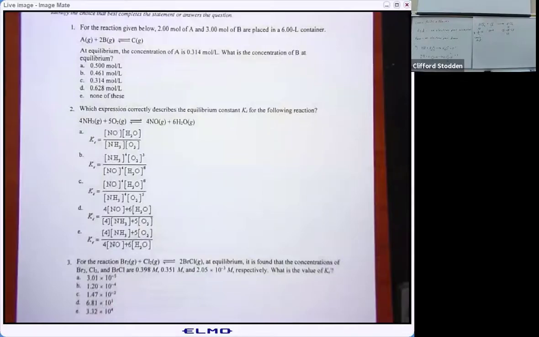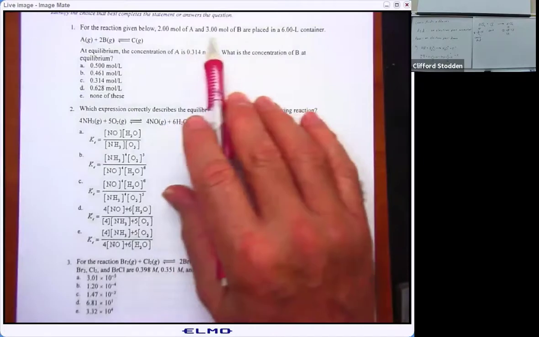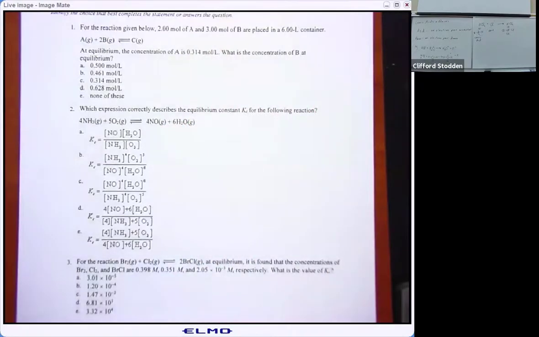Okay, so I'm just going to go through these and write the work on the paper. First one, for the reaction below, 2 moles of A, 3 moles of B are placed in a 6-liter container. At equilibrium, the concentration of A is 0.314 moles. These questions also are not in order; I didn't separate out the conceptual ones from the numerical ones. I'll probably do that on your exam. So this one involves a calculation.